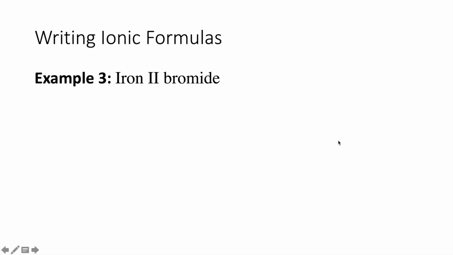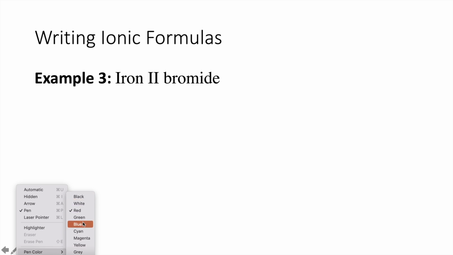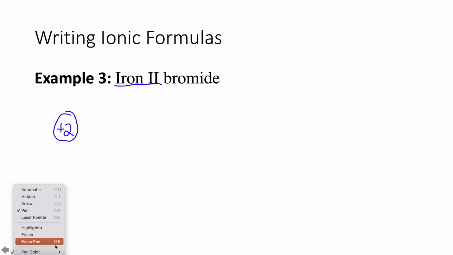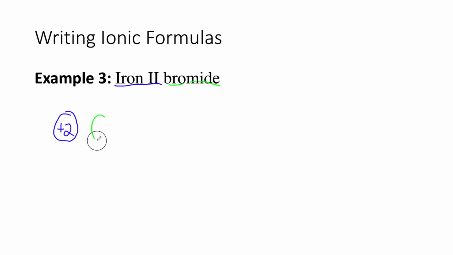So our first example is iron 2 bromide. Well, it's really convenient that it's iron 2 because we automatically know what the charge on iron is. If it's iron 2, that means it's a positive 2 ion, because remember, the first one's always positive. And then we have bromide, which if you look on the periodic table, is a negative 1 charge.